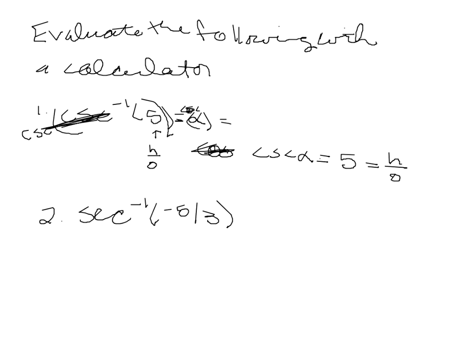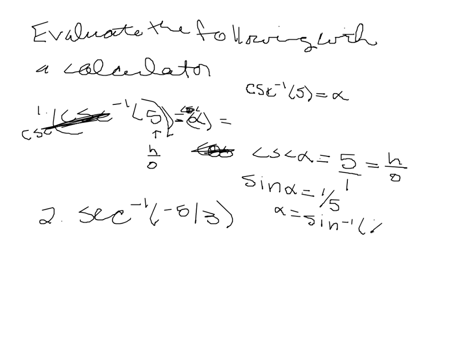Now, if cosecant is 5, and that's hypotenuse over opposite, then sine alpha is going to be the reciprocal of that. And now solving for alpha, because my original equation, remember, is cosecant inverse of 5 equals alpha. So now if I solve this for alpha by taking the inverse sine of both sides, what I get is alpha is equal to inverse sine of 1/5.